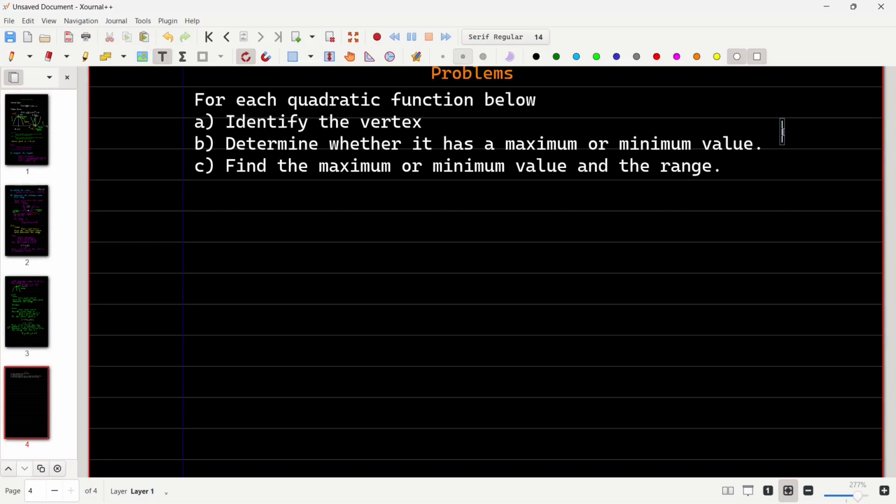All right, so for every single one of the problems, what you're going to do is find the vertex, determine whether it's a maximum or minimum vertex point, and also find the maximum or minimum value and state the range.